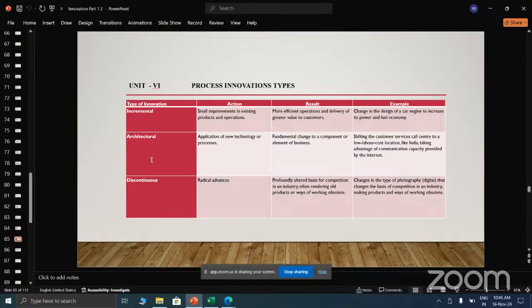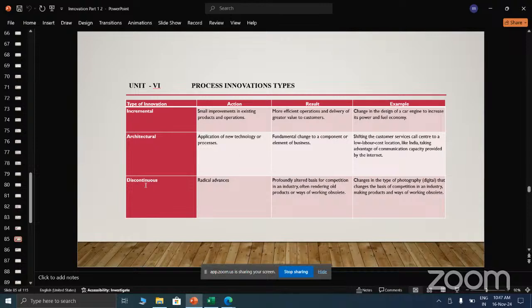So the innovation type, architecture type of innovation: the action is application of new technology or process, and the result can be a fundamental change to a component or an element of a whole business. The example can be shifting the customer services call center to lower cost locations. That is, we have many BPOs in India of multiple MNCs. So this is one of the reducing labor cost locations because of the availability of an abundance of workforce.